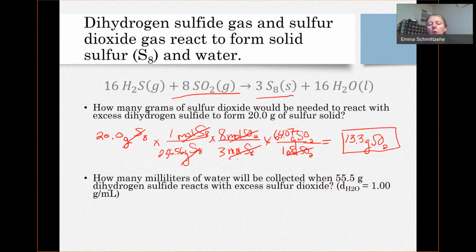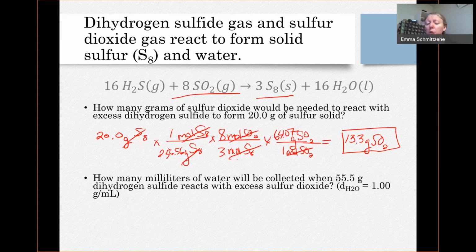Okay, now the next one, this is a little different than the others, but it's still a stoichiometry problem. This one I'm asking for how many milliliters of water will be collected when 55.5 grams of the H2S reacts with excess sulfur dioxide. So this time we have plenty of SO2, we have a given amount of H2S, and I want to know how much water. Specifically, I want to know how many milliliters. So really, I'm looking for a volume, okay?